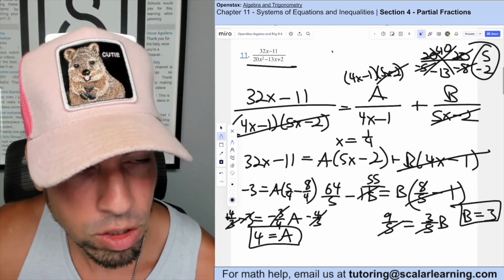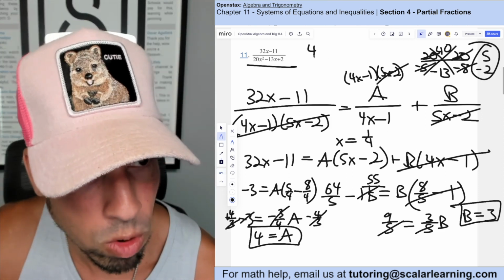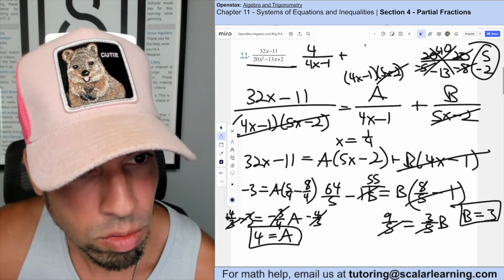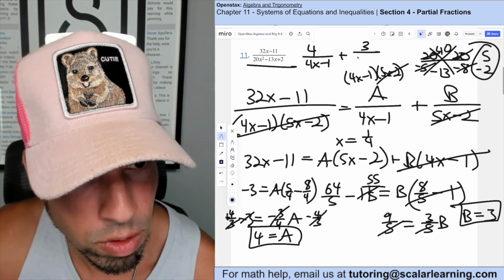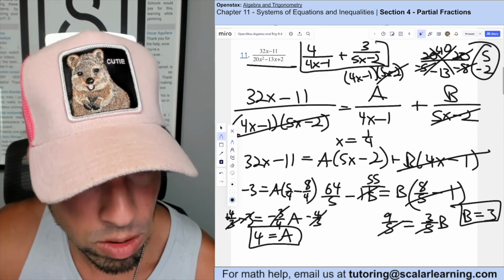So now our final answer is, we're going to come back to this and rewrite it. We got 4, which is a, over 4x minus 1, plus 3, which is b, over 5x minus 2. So there is your final answer.